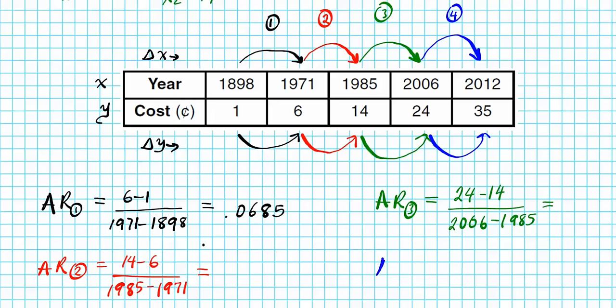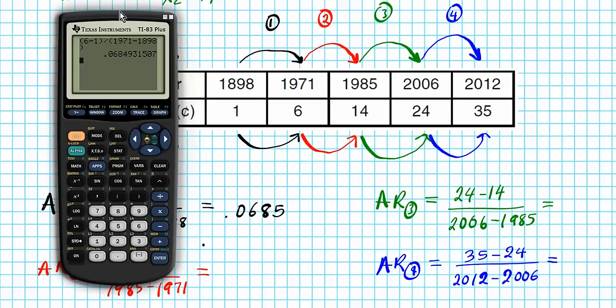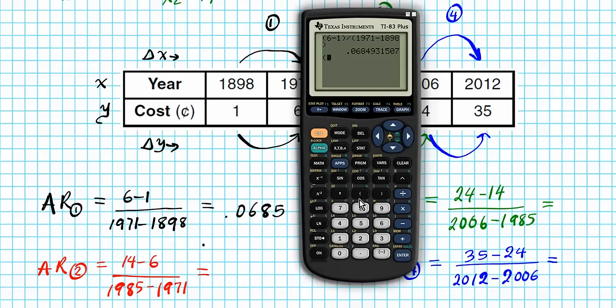And then lastly, we have the average rate over interval 4, 2006 to 2012: y2 minus y1 divided by x2, 2012, minus x1, 2006. Now I'm just going to enter all of them in the calculator real quick, and we're looking for the biggest one. So let's see what we have here. For interval 2, parenthesis 14 minus 6, divided by 1985 minus 1971.